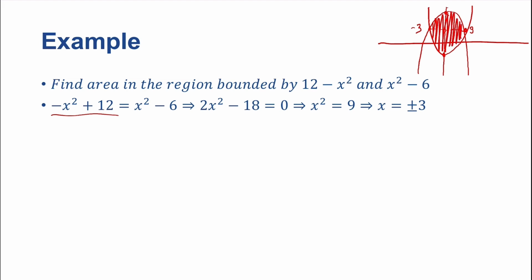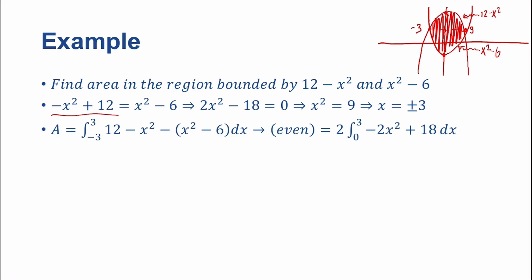What's important now, again, as I always say, is that we need to be sure we know what order we're doing things. On the top here, we have the 12 minus x squared, and on the bottom, we have the x squared minus 6. So now we are ready to perform our integration between negative 3 and 3 between these two parabolas. The area is going to be equal to the integral between negative 3 and 3 of 12 minus x squared minus x squared minus 6 dx.